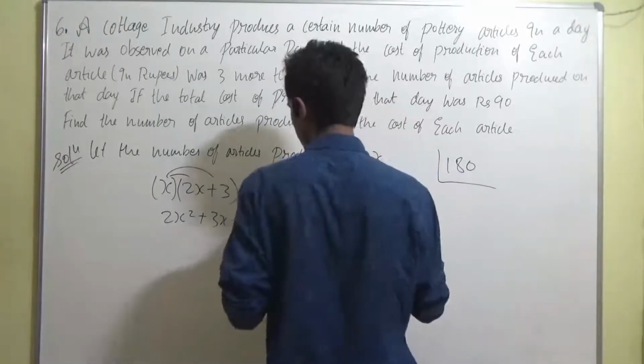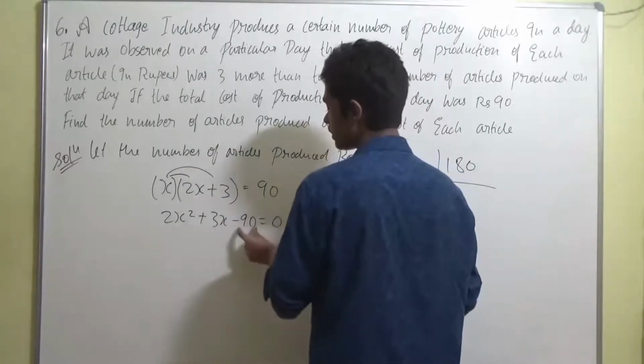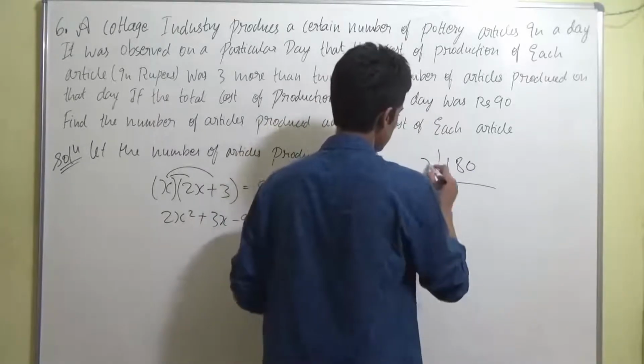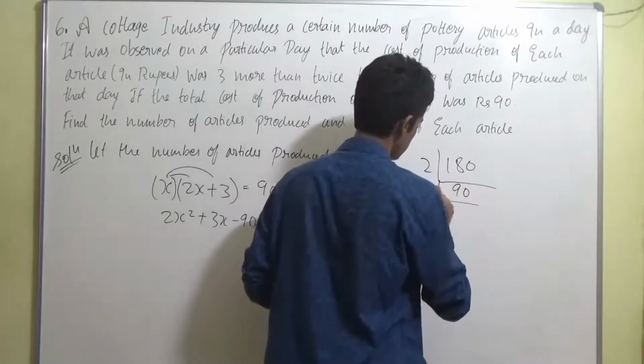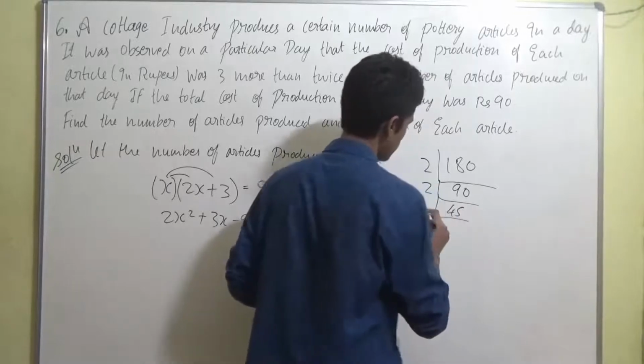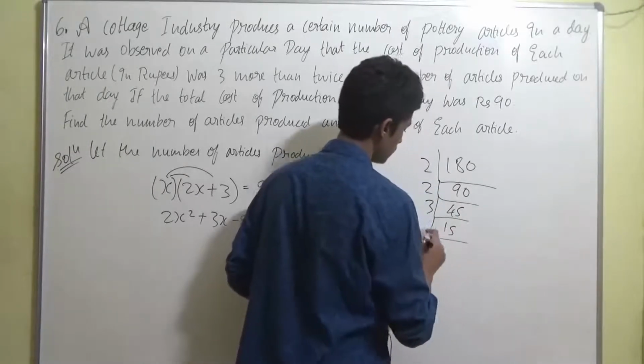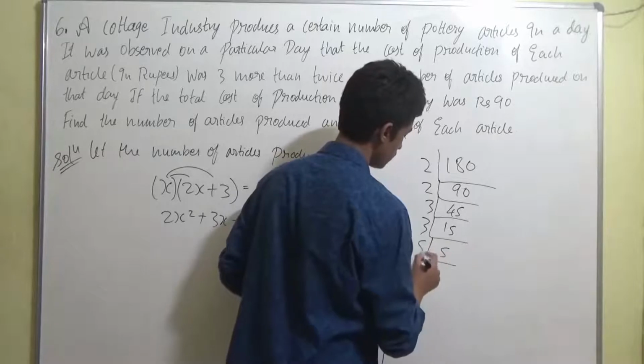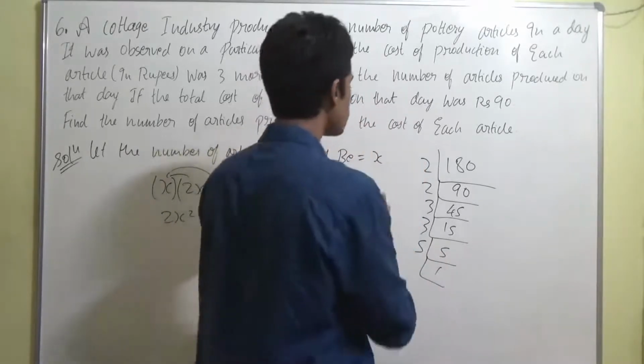So 180, we have to factorize, because the multiplication of the first term and the last term gives us 180. By 2 it becomes 90, by 2 becomes 45, by 3 becomes 15, by 3 becomes 5, 5, 1. Okay, so this is the factorization.